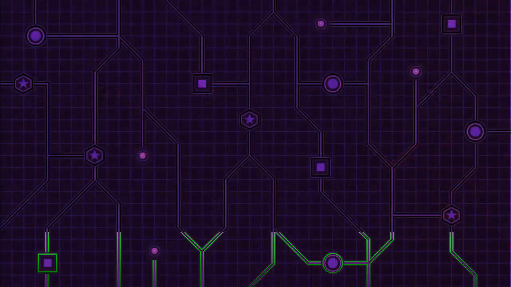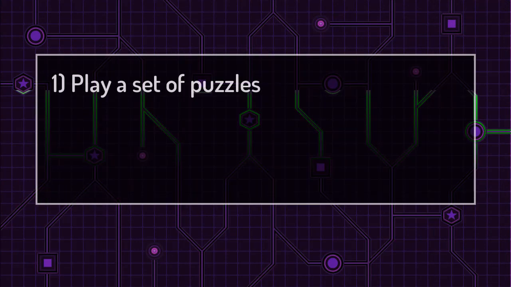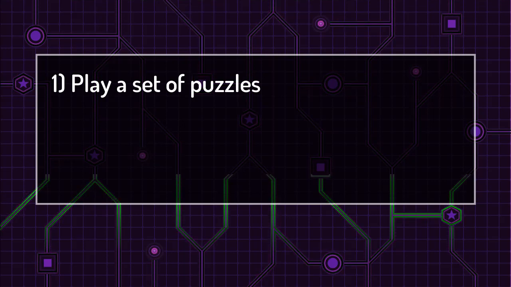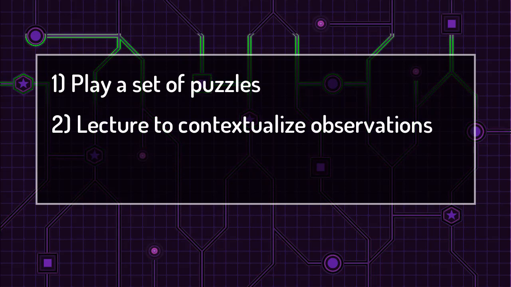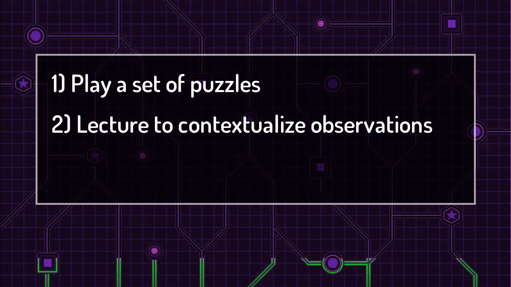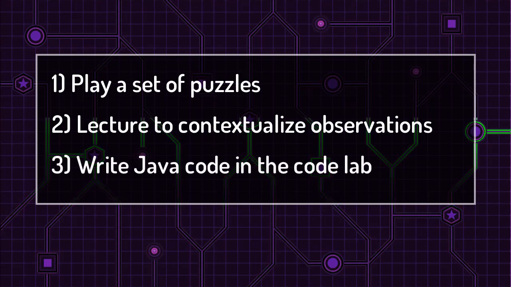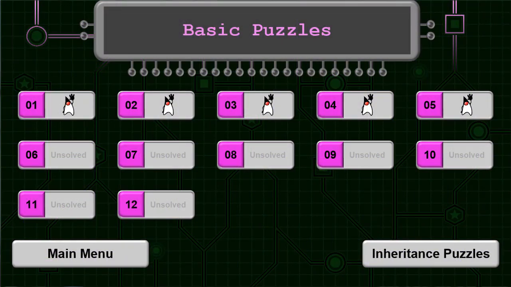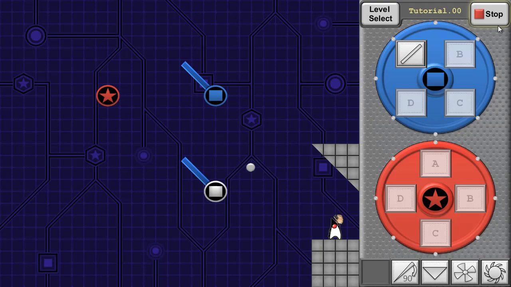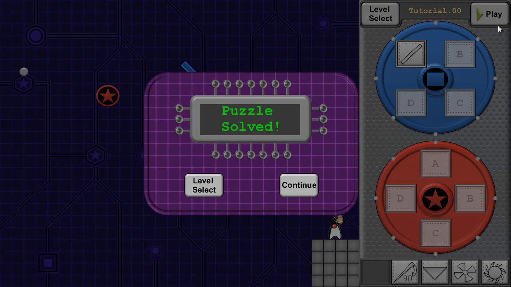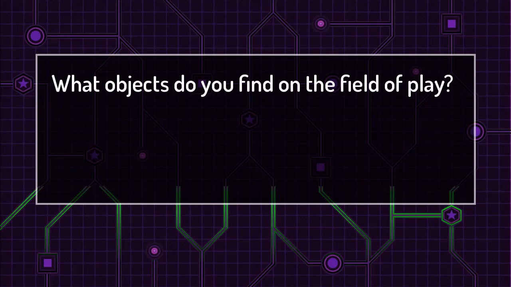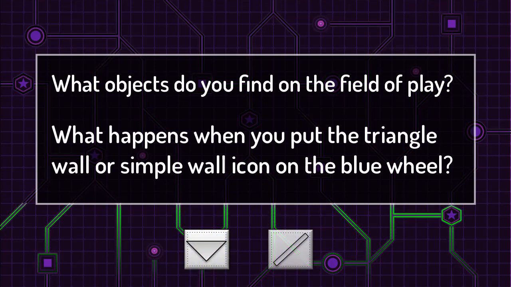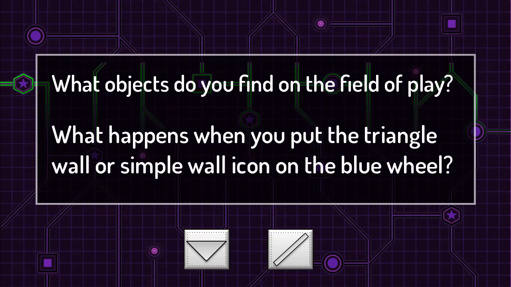The approach used in this course is to first play a set of puzzles. As you play, you'll consider key questions and you'll build your familiarity with the underlying system. This is followed by a lecture which contextualizes your observations and where things really click with students. And finally, you'll apply your understanding to completing a code lab. First up, play basic puzzles 1 through 5, although you're welcome to go further. Your goal is to design a solution that deflects the ball to Duke. As you play, consider what objects do you find on the field of play, and what happens when you put a triangle wall or simple wall on the blue wheel. When you're finished playing, move on to the next part of the lesson.